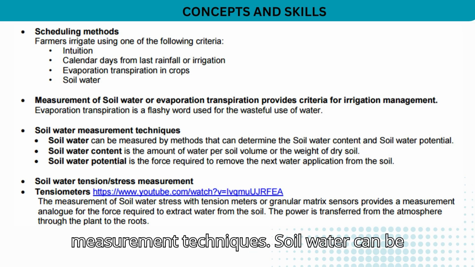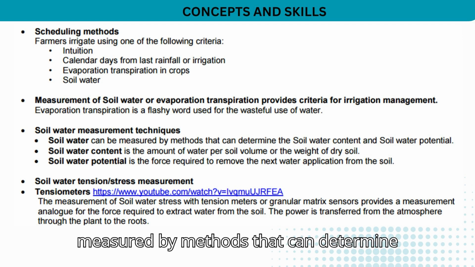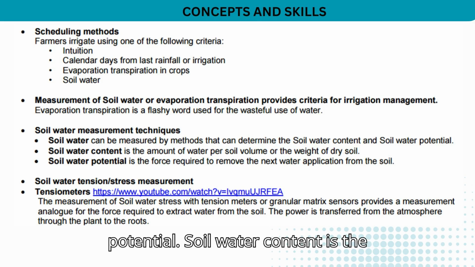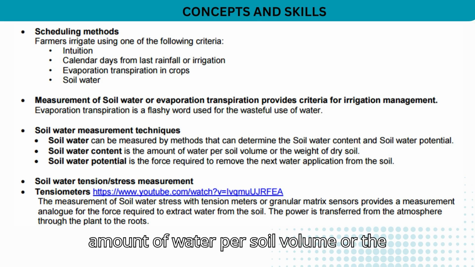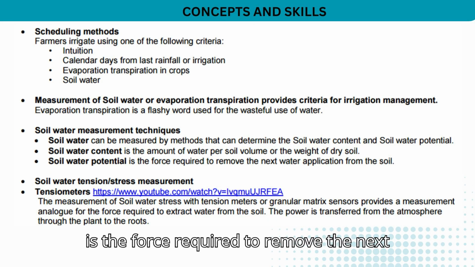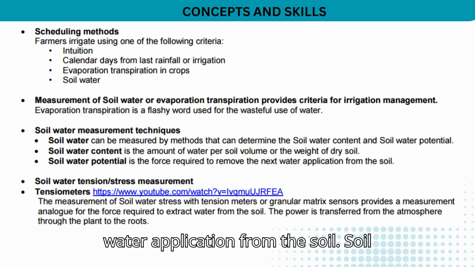Soil water measurement techniques. Soil water can be measured by methods that can determine the soil water content and soil water potential. Soil water content is the amount of water per soil volume or the weight of dry soil. Soil water potential is the force required to remove the next water application from the soil.